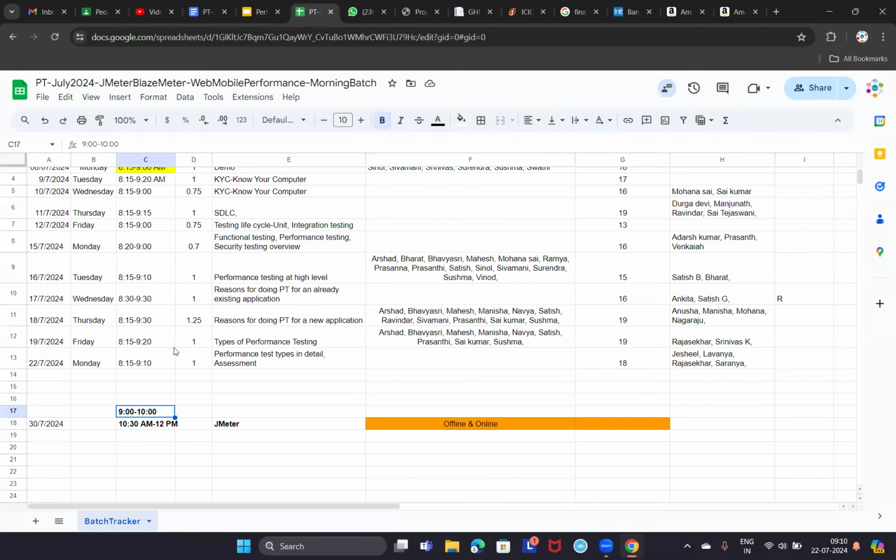And if we have enough strength, I want to continue one more batch from 9 to 10. I want to split into 2 batches: one batch I want to run from 9 to 10, and another batch from 10:30 to 12, if we have enough strength only. So please confirm your joining so that we'll get clarity on the head count.